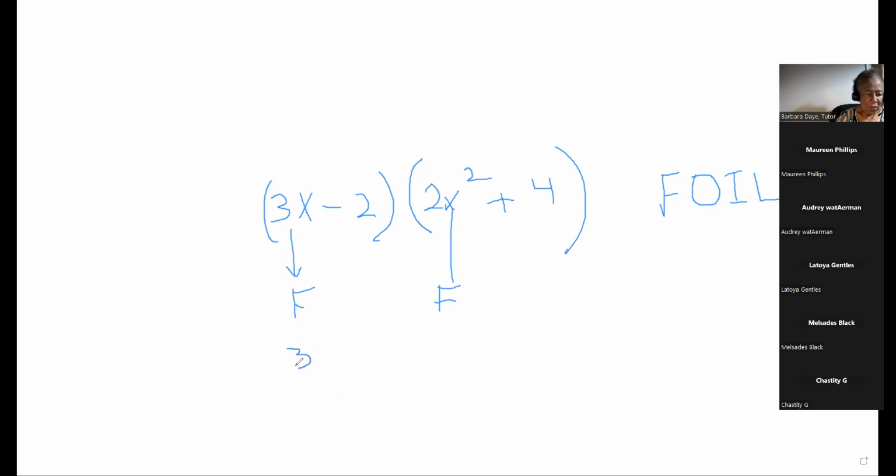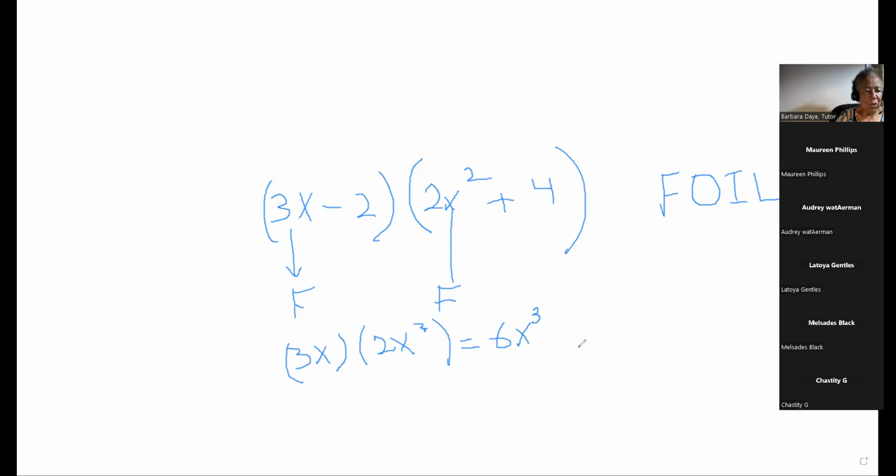6x to the third. That's it. Very good, Audrey. Multiply the coefficients, add the powers. So 3x times 2x to the second. Audrey said that's 3 times 2 is 6. Add the powers, 2 plus 1 is 3. So that's 6x to the third.